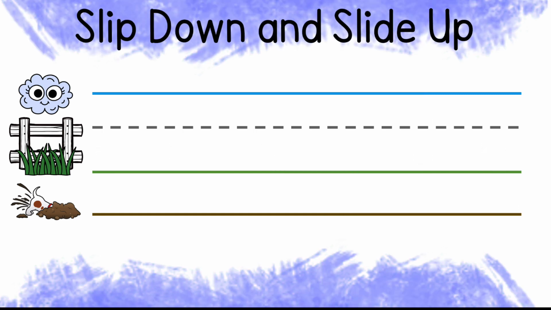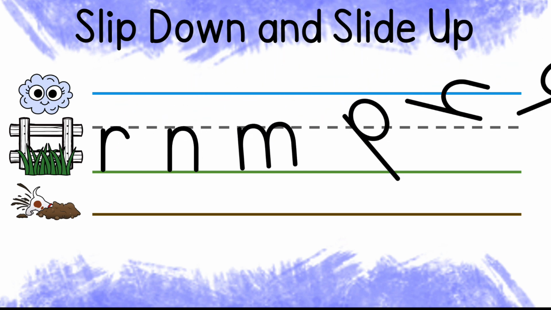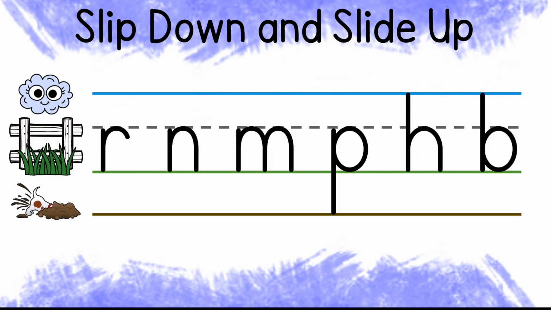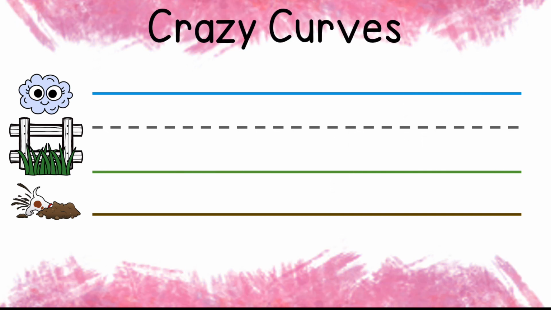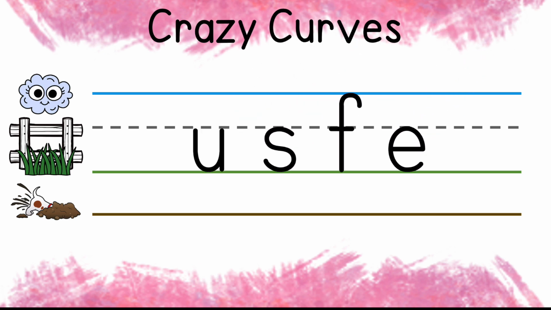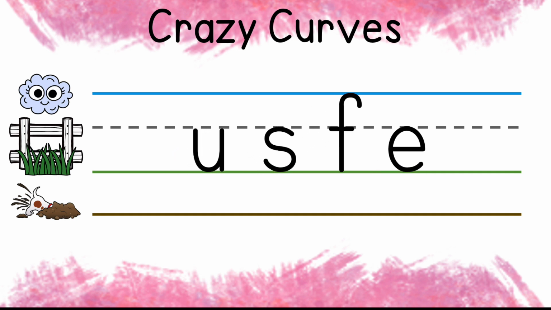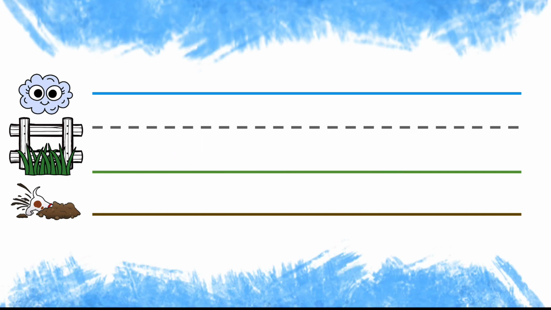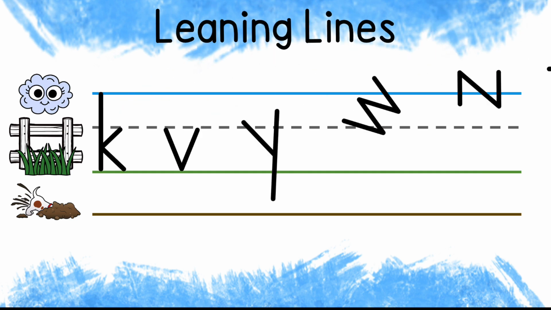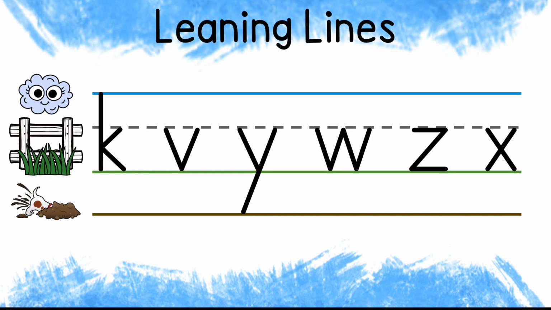Some letters start at the top of the letter and go down, but then they trace back up the same line. These are called slip down and slide up letters. Some letters are made differently than any other letter. These letters are called crazy curves because they do not start the same or follow the pattern of other lowercase letters. Some letters have lines that do not go straight up and down or side to side. These are called leaning lines because some lines slant to the left or to the right. We will learn special symbols that will help us remember how each letter starts and how to move our pencils.